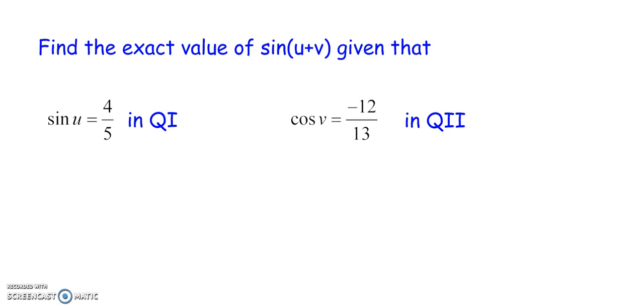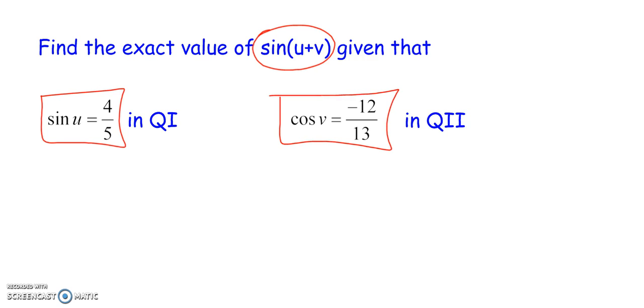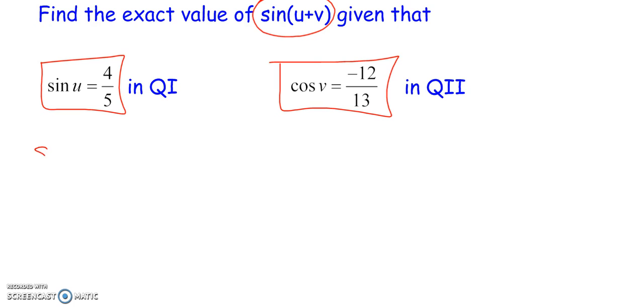Okay, so here I want to know the exact value of sine of u plus v, and I'm giving you two pieces of information. I'm giving you sine u, and I'm giving you cosine v. I've told you u is in quadrant 1, and I've told you v is in quadrant 2. I am asking us to calculate the sine of u plus v, so I think this is a pretty straightforward formula: sine u cosine v plus cosine u sine v.